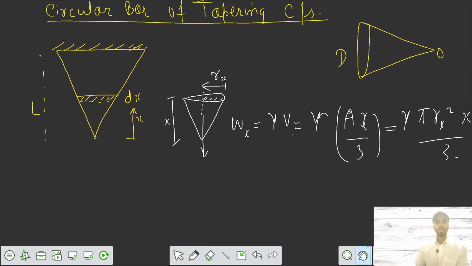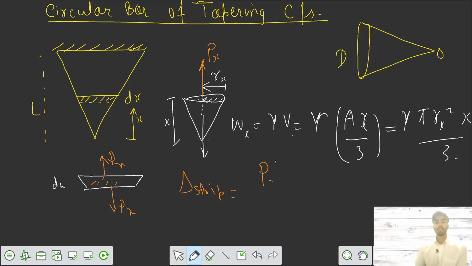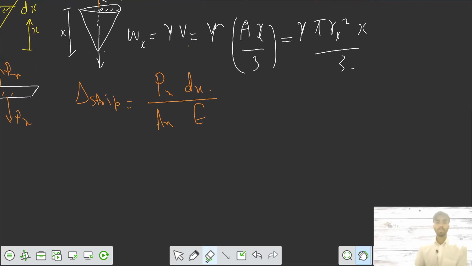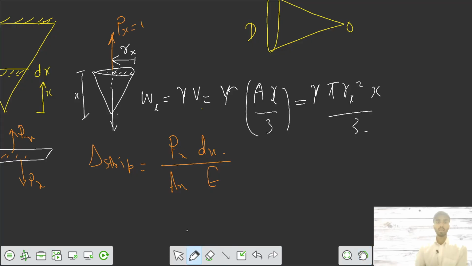Now, for the dx strip, ignoring the self weight of the strip: if Wx is acting downwards, something has to balance it. That is the internal force Px, equal to Wx. The same Px acts at both ends of the strip, so the delta of the strip is Px dx by Ax E. Since Px equals Wx, the forces are in equilibrium.